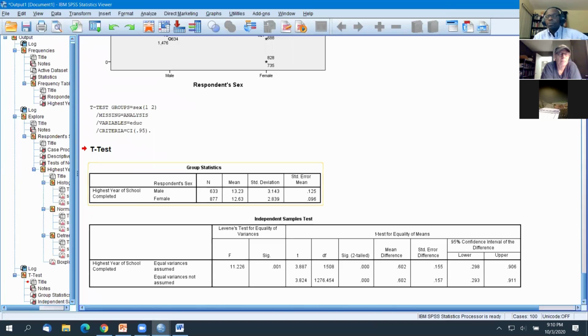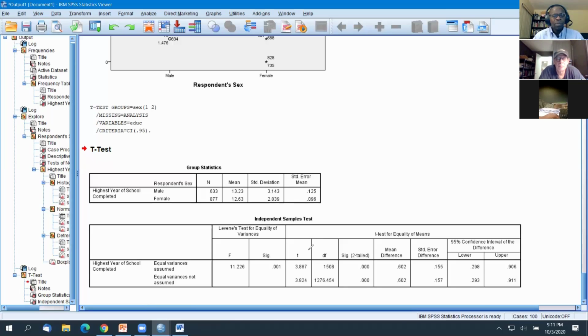And here we've got the number of males, number of females, the mean number of years completed for males, and the mean number of years completed for females, as well as the standard deviation for males and standard deviation for females.